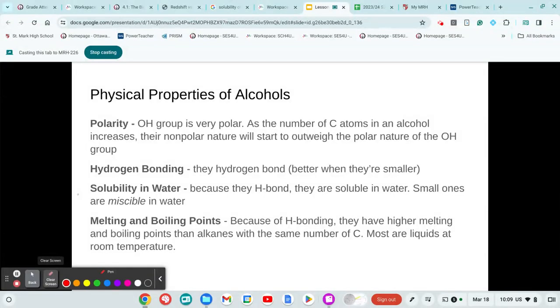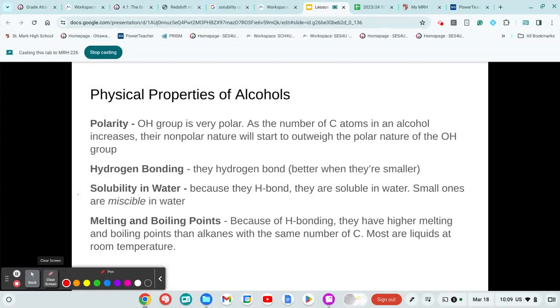The oxygen lone pairs are going to be super attracted to the partially positive hydrogens in water, as well as the partially positive hydrogens in other alcohols. And then this polarity also affects the melting and boiling points. It means that they've got really, really strong intermolecular forces. So as a result, they have a higher melting point and a higher boiling point than an alkane that has the same number of carbons.